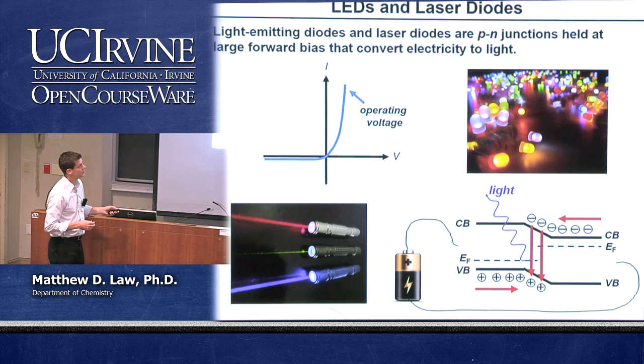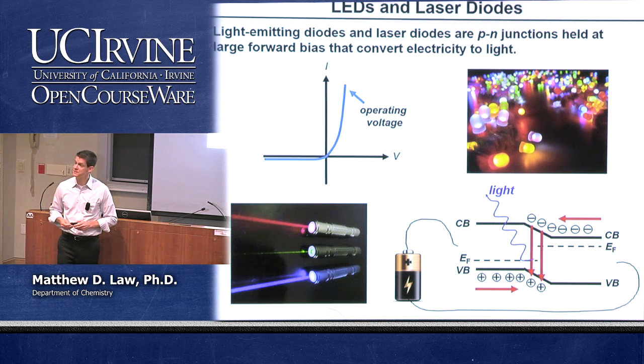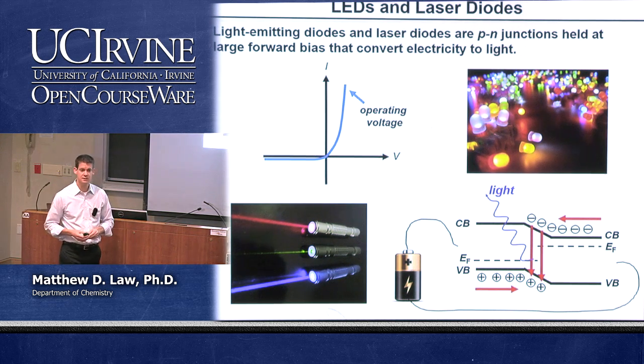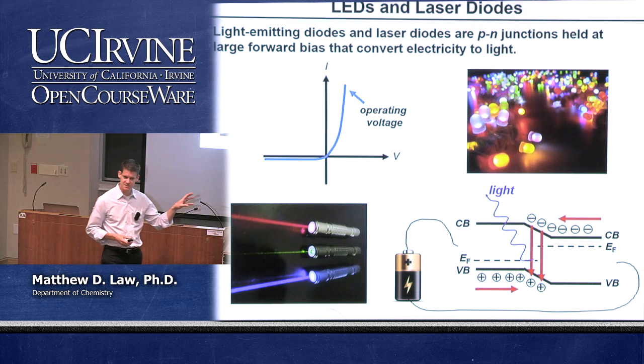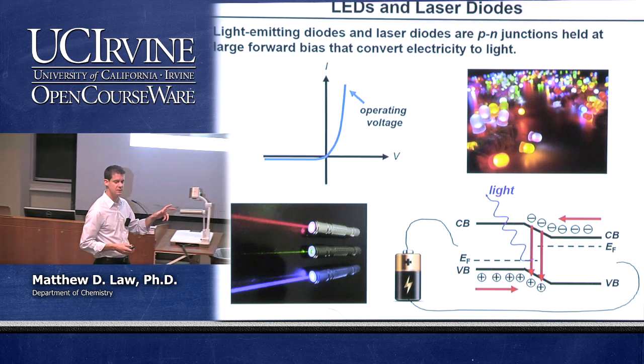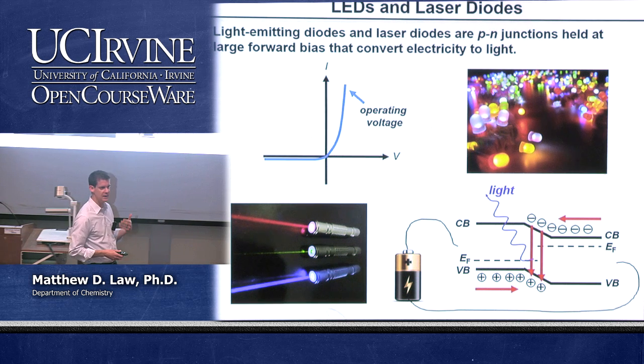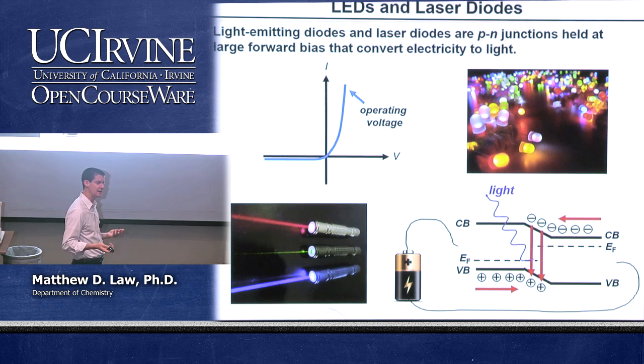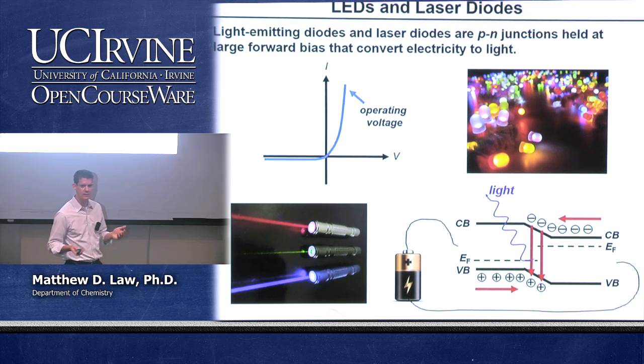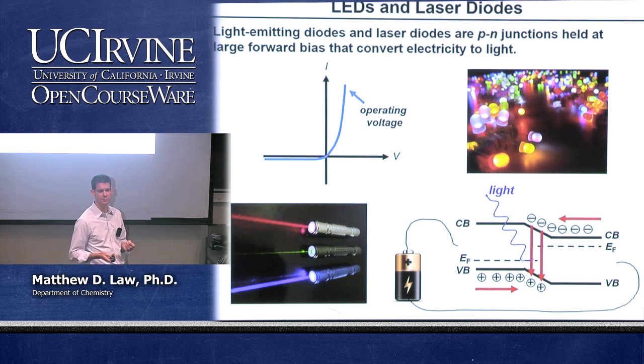You can make all different colors. The colors are made by selecting different kinds of semiconductors. Silicon is not used for this process. Silicon is actually a very poor light emitter. So what's normally used are things like gallium arsenide and gallium nitride. Gallium arsenide makes red light and infrared light. Gallium nitride makes blue light.